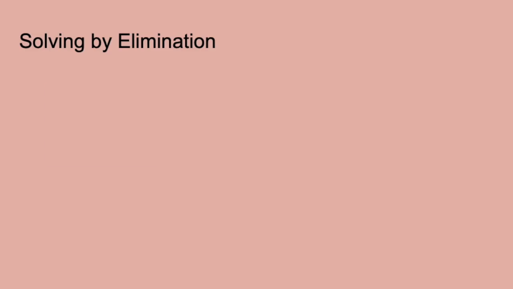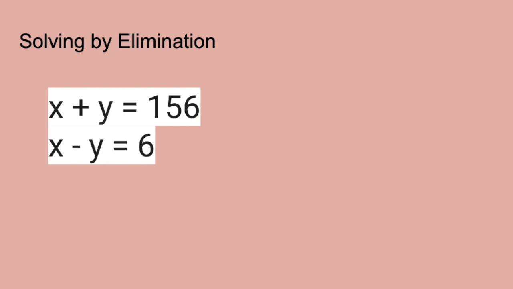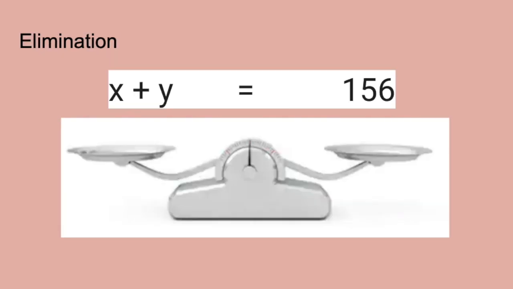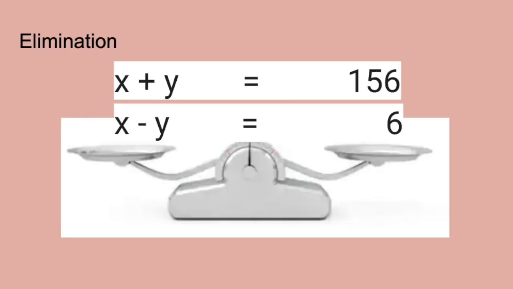Suppose we have this same system of equations that we wrote before. We already know the solution. I just want to show you what it looks like here. Here's one equation. I've written it as it's on a balance. And here's the other equation. As you can probably guess, we're going to add these two equations together. And when we do, on the left we have x plus y plus x minus y. And on the right we have 156 plus 6. That simplifies to 2x equals 162.